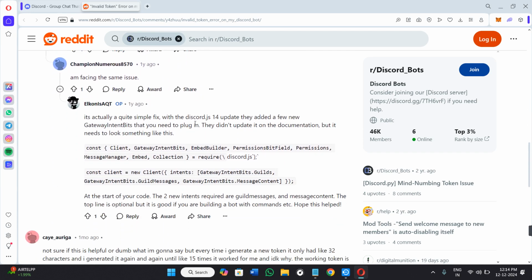So it's actually a quite simple fix. With the discord.js 14 update, they added new gateway intent bits that you need to plug in. They didn't update it on the documentation, but it needs to look something like this. So you just have to simply take a look at it. At the start of the code, the two new intents required are the guild message and the message content. The top line is optional, but it is good if you are building a bot with commands, etc.